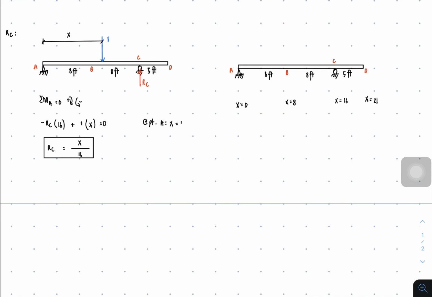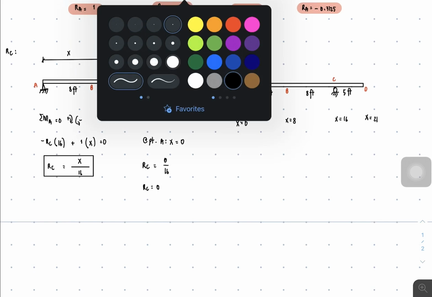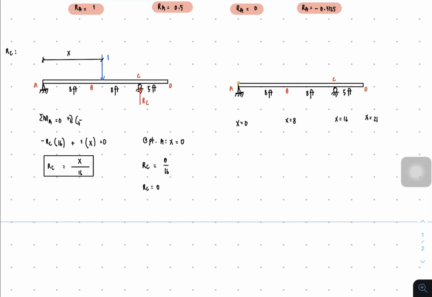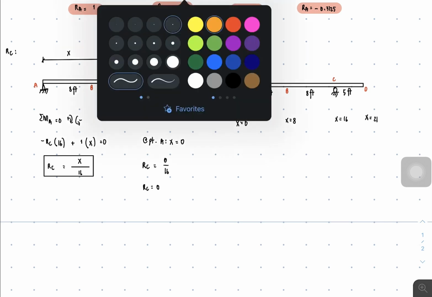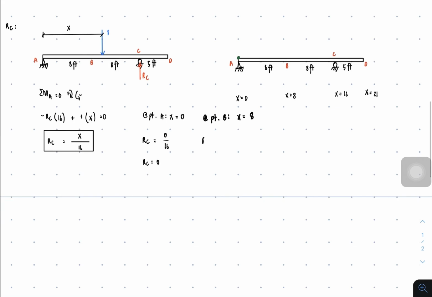X is 0, so RC is equal to 0 over 16, and that RC is 0. So we're going to plot 0 here, or an obvious color, this one. And then next is when the load is at point B, x is equal to 8. So RC is now 8 over 16, so RC is 0.5.